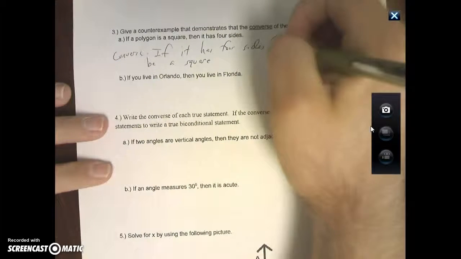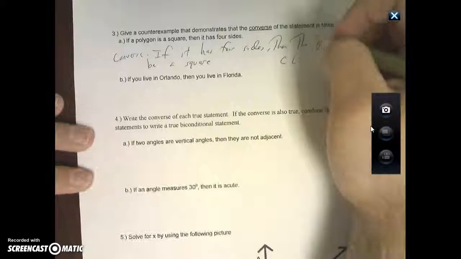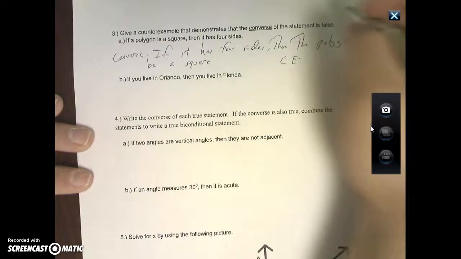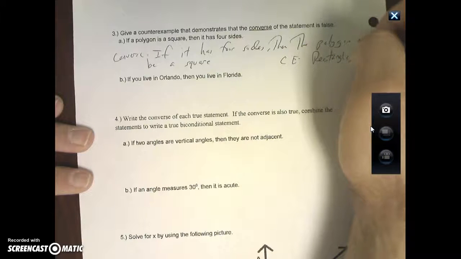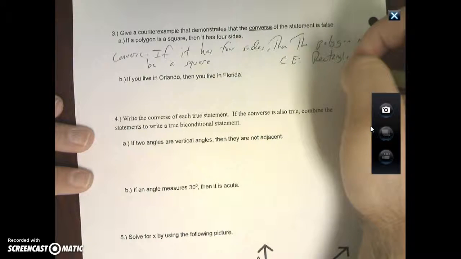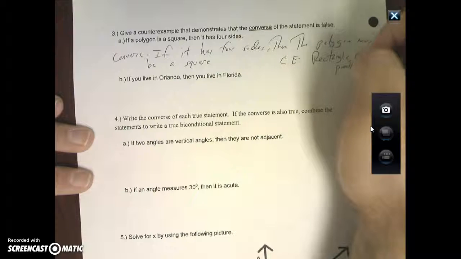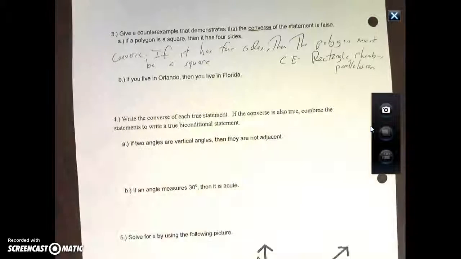Okay? So your counterexample could be a number of things. You could put, CE by the way for counterexample, you could put rectangle, rhombus, parallelogram. Okay, because they all have 4 sides, but they're not a square.